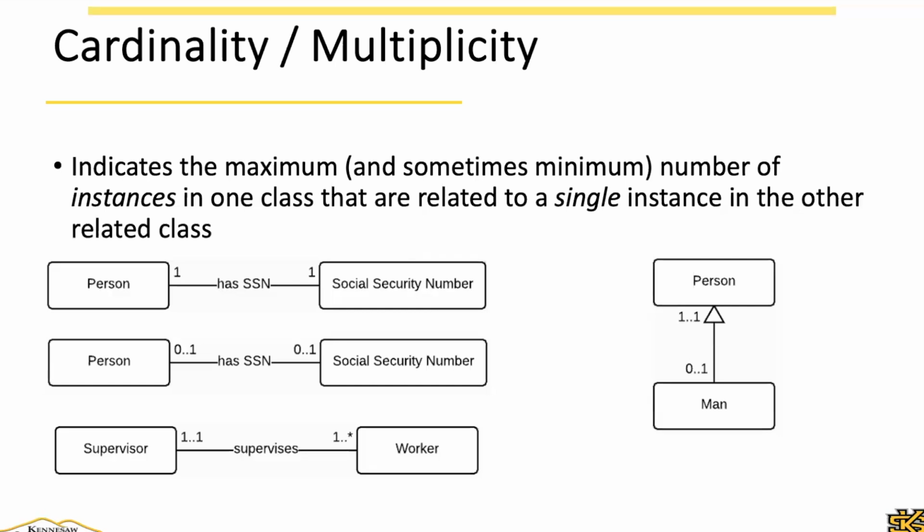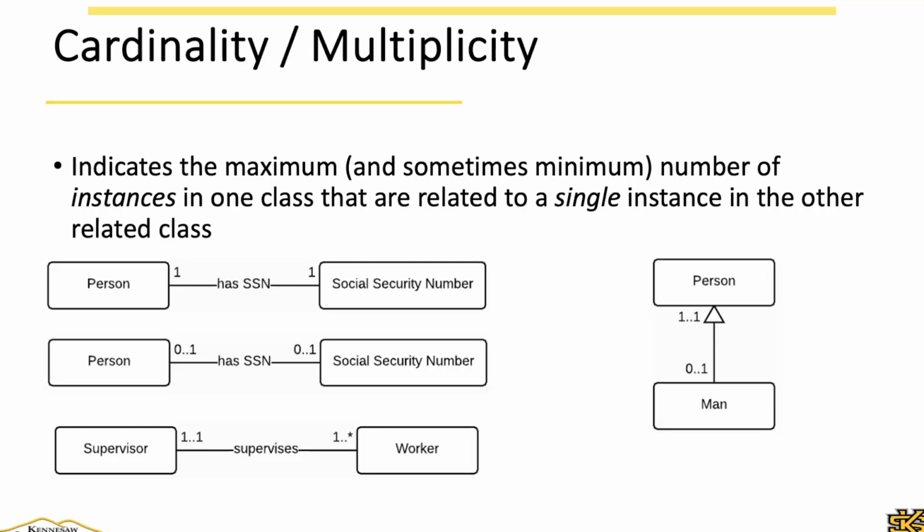Now let's take a look at the cardinality or multiplicity, which indicates the number of instances of one class that can be related to the instances of another class. For example, if each person is associated with one social security number and each social security number is assigned to only one person, we have a one-to-one relationship. This means that for every instance of a person, there is exactly one corresponding instance of an SSN and vice versa.